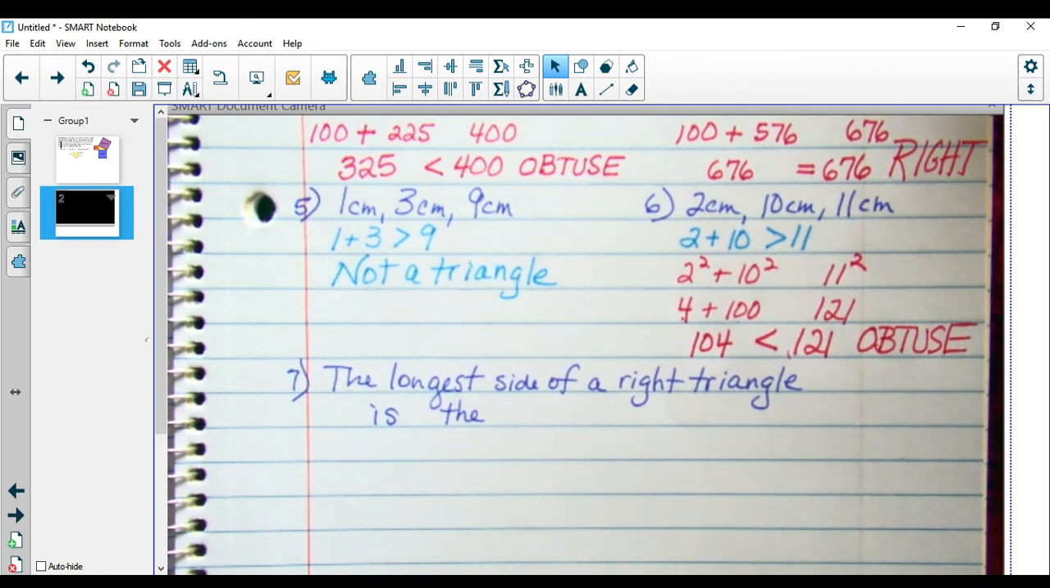And the last question, what's the longest side of a right triangle called? And it is the hypotenuse.